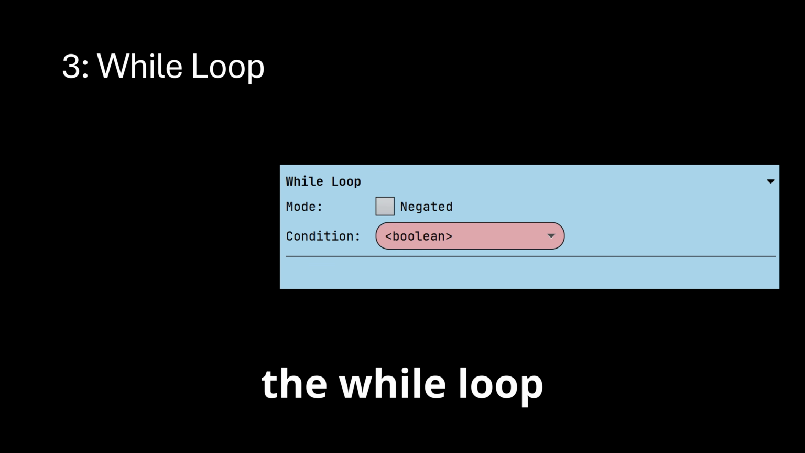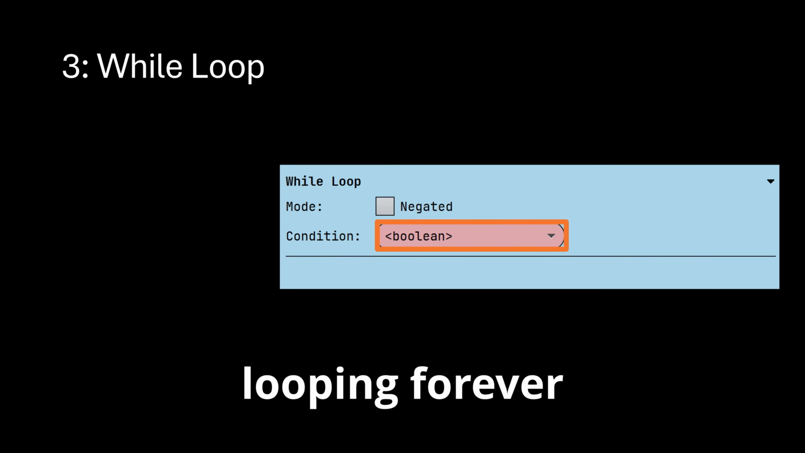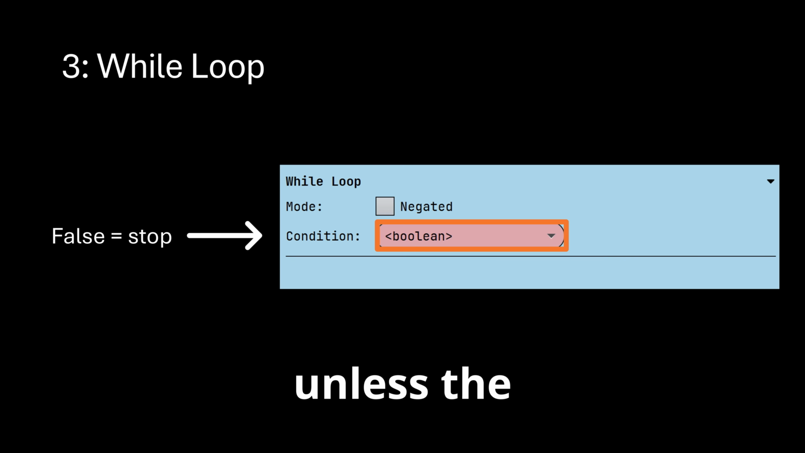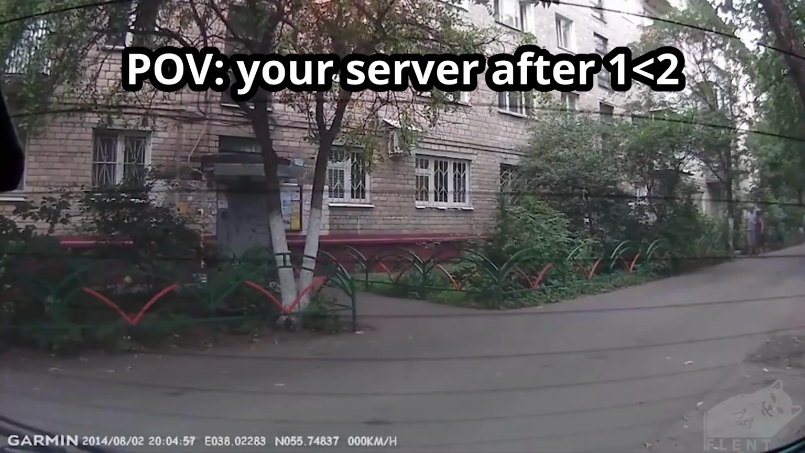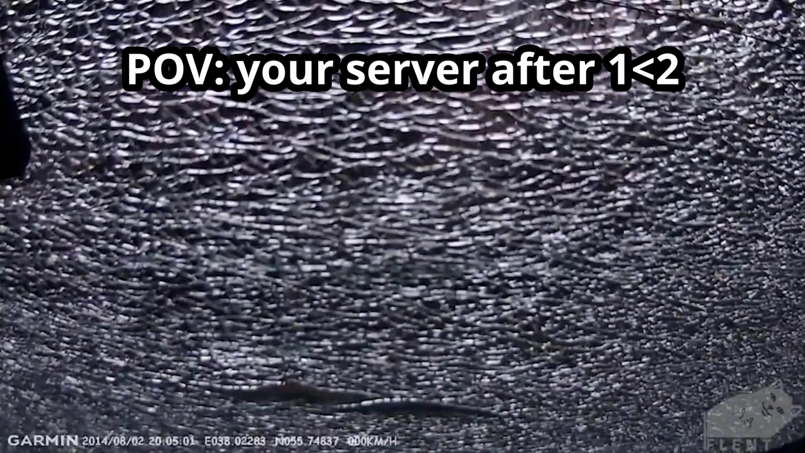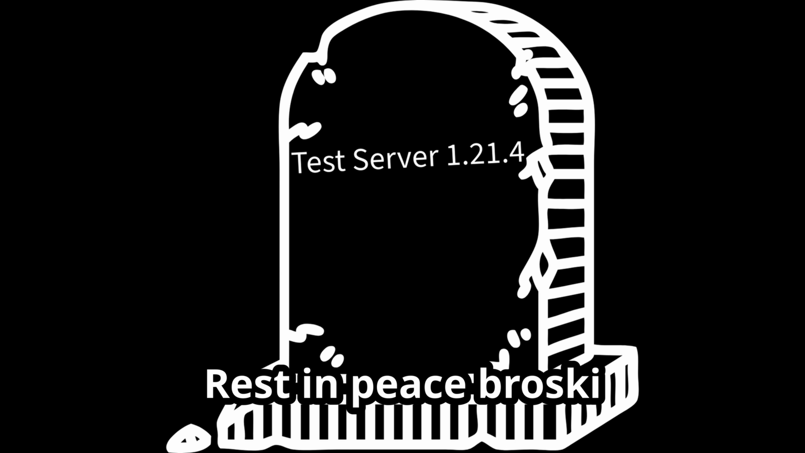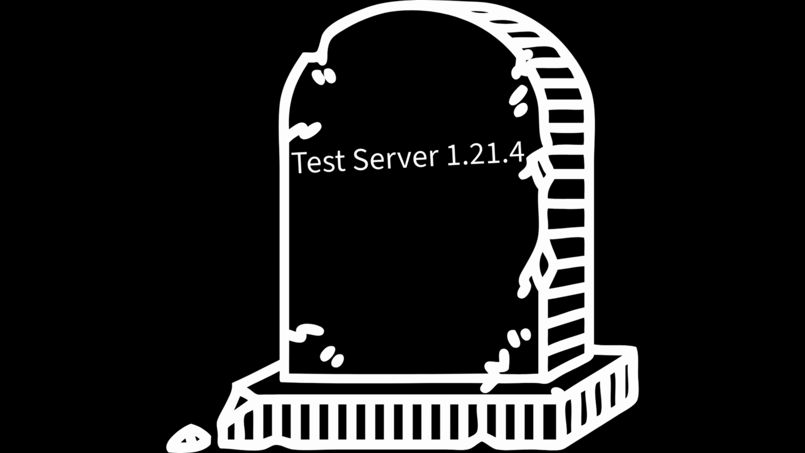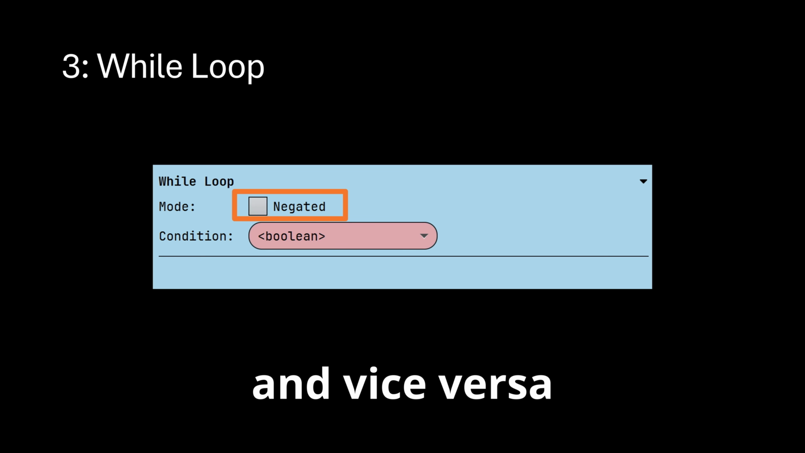Number 3. The while loop. This one's dangerous because it keeps looping forever, unless the condition becomes false. Yeah, that never becomes false. So my only friend just dies. Rest in peace, broski. The negated mode flips true to false and vice versa.